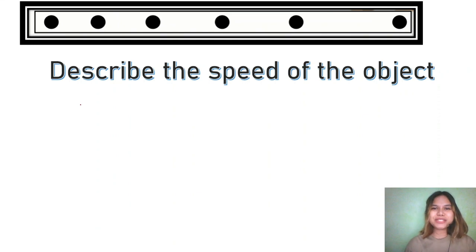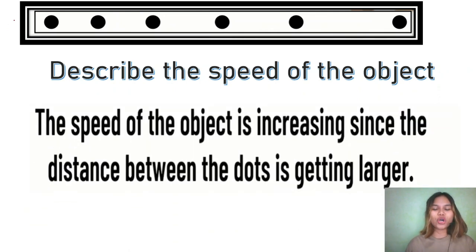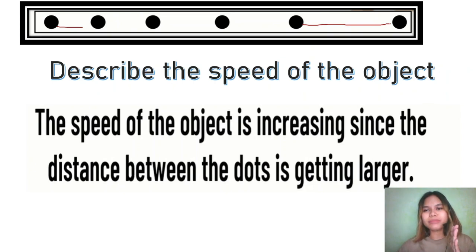Okay, so let's describe the speed of the object. As you can see on the dots, the spaces between the dots, we can say that the speed of the object is increasing since the distance between the dots is getting larger. So kung mapapansin natin, from here to here, the distance between the dots is getting larger and larger. So when the distance is getting larger, meaning the speed of the object is increasing. Bumibilis ang ating object, by means of the representation of the dots.